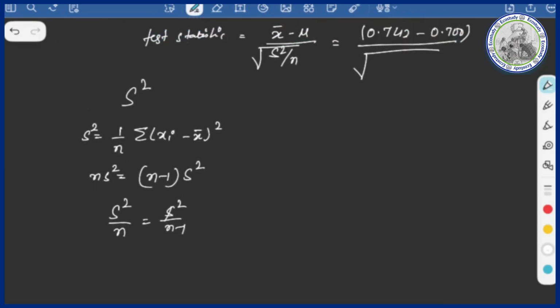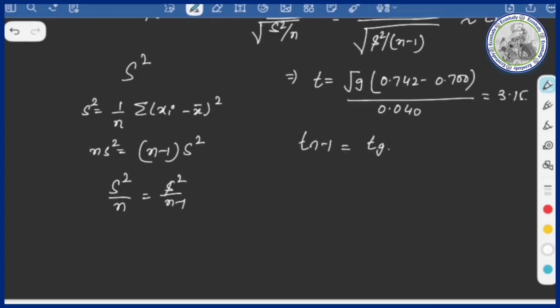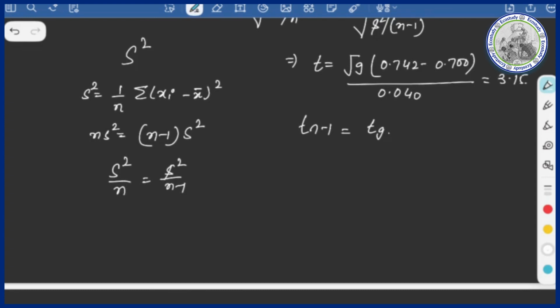So we will write it like this: small s square divided by n minus 1 follows a t distribution with n minus 1 degrees of freedom. Okay, so t is what? Under root 9 into 0.742 minus 0.700 divided by 0.040, that is 3.15. So this is your test statistic. Now what is the degree of freedom here? It will follow a t distribution with n minus 1, that is 9 degrees of freedom.